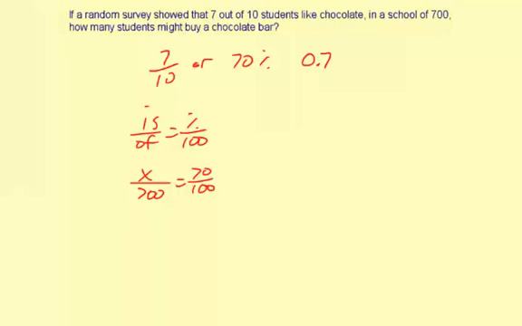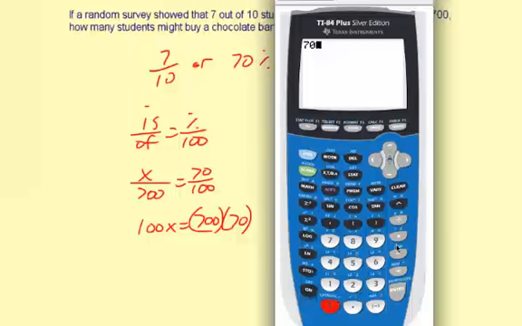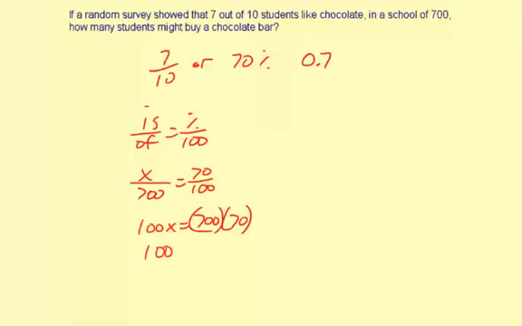You could do 7 over 10. And in fact, that might be a little easier because your numbers would be a little smaller. So now we can cross multiply. 100 times x equals 700 times 70. Let's get the calculator for that. 700 times 70, that's 49,000. So 100x equals 49,000. Then we have to divide by 100. Dividing by 100 is easy, you just cross out the zeros here, and you get x equals 490.